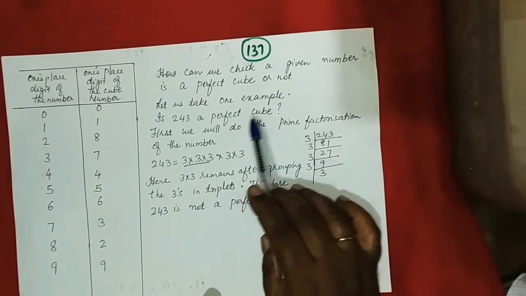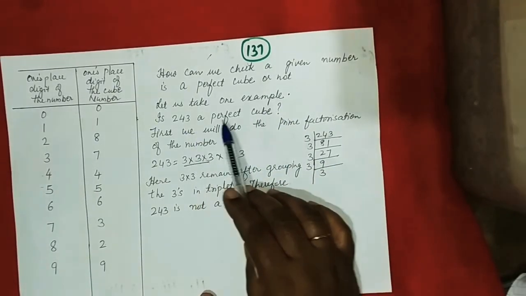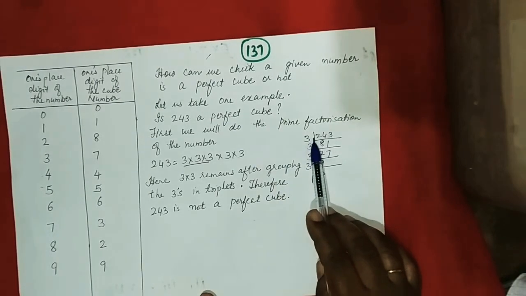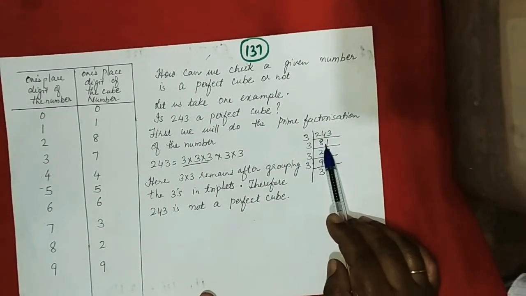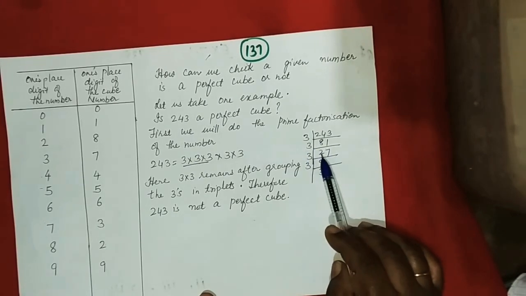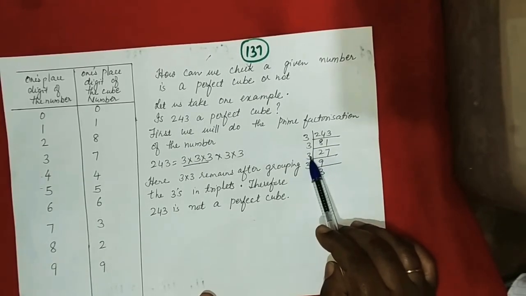Now let us take one example. Is 243 a perfect cube? First we will do prime factorization. 243 is divisible by 3. You are getting 81. 81 is divisible by 3. You will get 27. 27 is divisible by 3. 9.